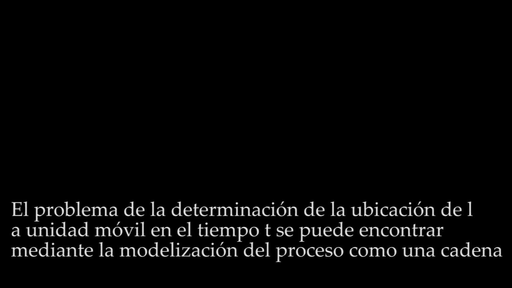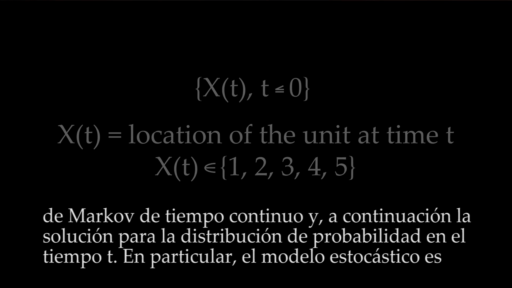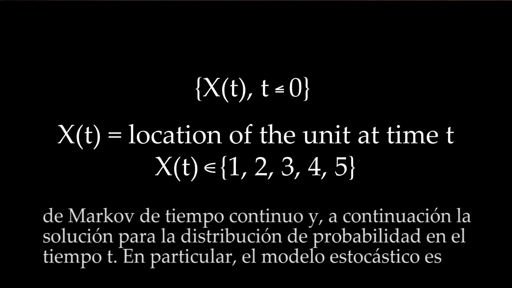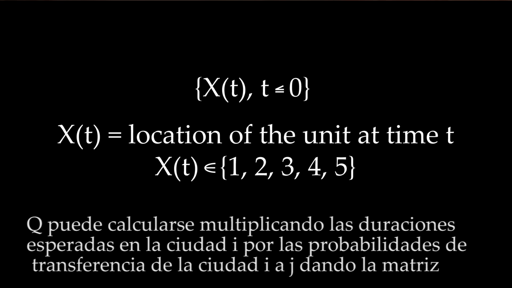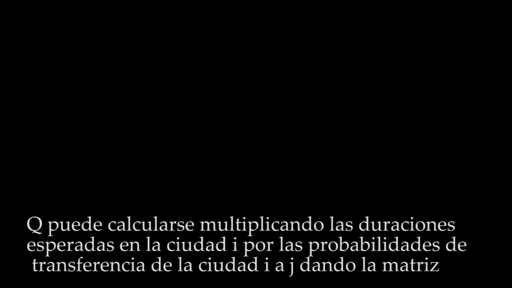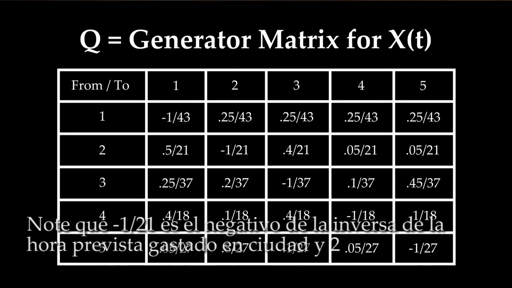The problem of determining the location of the mobile unit at time t can be found by modeling the process as a continuous time Markov chain and then solving for the probability distribution at time t. In particular, the stochastic model is as follows. Letting the matrix Q denote the generator matrix of the continuous time Markov chain, note that the elements of Q may be found by multiplying the expected durations in city i by the probabilities of transferring from city i to j, yielding the following matrix.